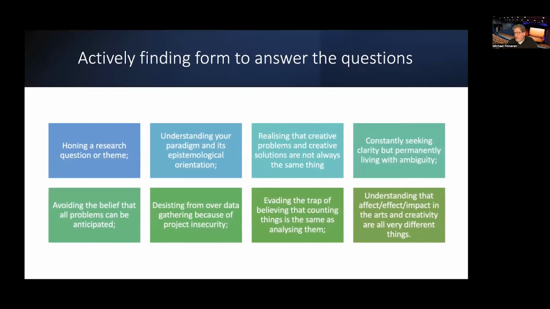I'm covering all of this very quickly, colleagues, but I want to leave you with ideas more than anything else. What we do in framing and shaping research projects is try to find the form to answer the questions. And as that first box suggests, we're trying to ultimately hone, and constantly hone and shape, a research question or a research theme or topic. It doesn't always have to be a single research question, as I'll show you in a moment. And key to that for me is understanding our paradigm and its epistemological and ontological orientation.